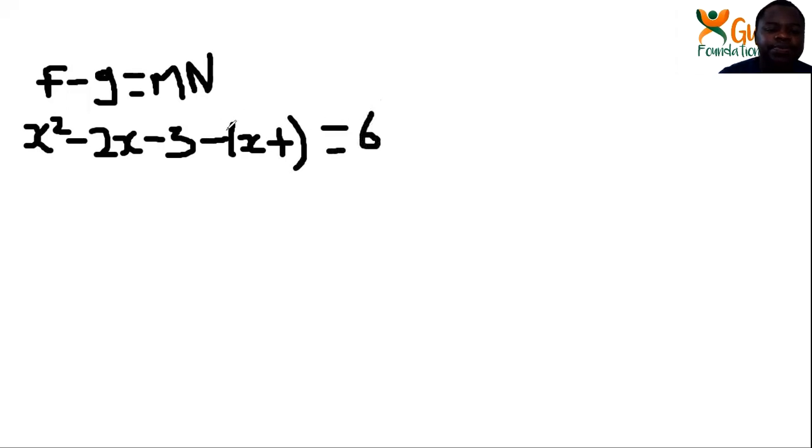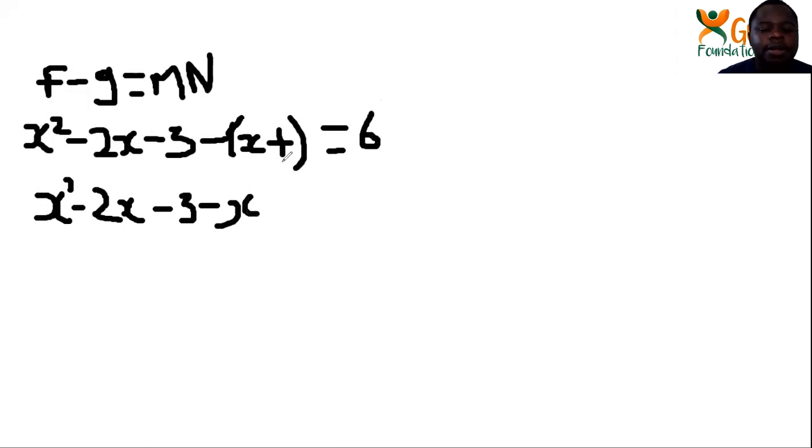So now you will have x squared minus 2x minus 3, so minus x. Here I said this plus 1, right? Minus 1. So you take this 6 inside, so it will be minus 6, which is equal to 0. Are we together?